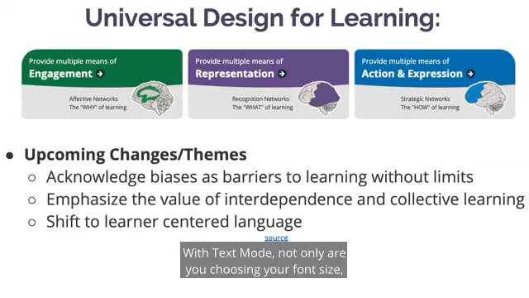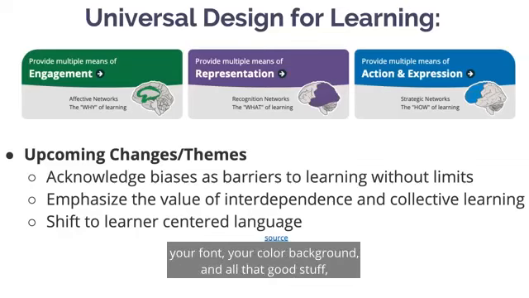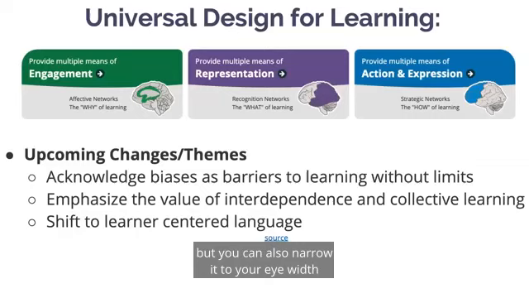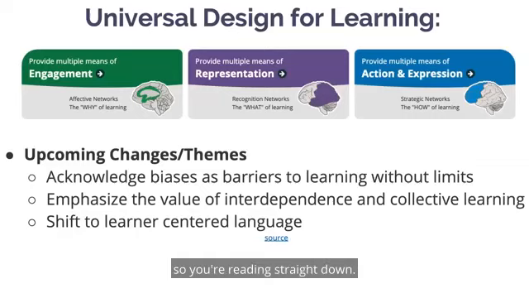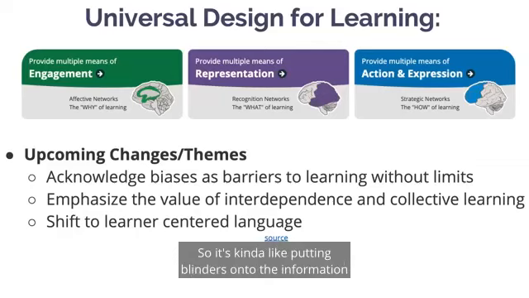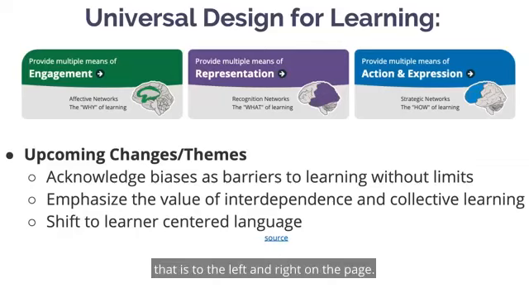With text mode, not only are you choosing your font size, your font, your color background, and all that good stuff, but you can also narrow it to your eye width so you're reading straight down. So it's kind of like putting blinders on to the information that is to the left and right on the page. Now, another thing is the enlarged text.